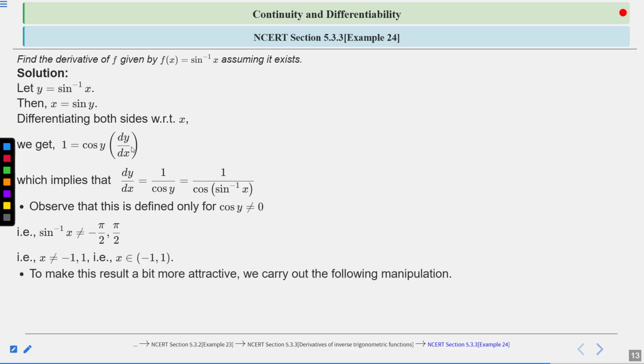Now to make this result a bit more attractive, we carry out the following manipulation. Recall that for x belongs to minus 1 to 1, sine of sine inverse x is basically equal to x, right?